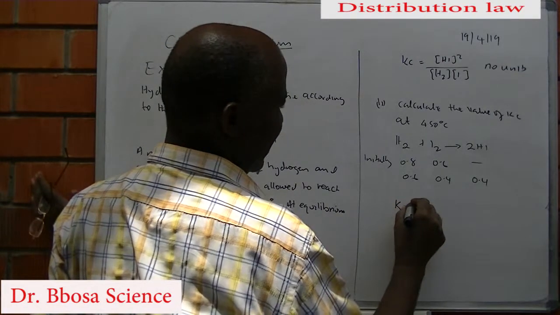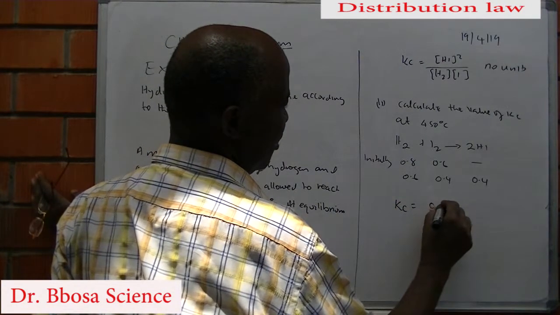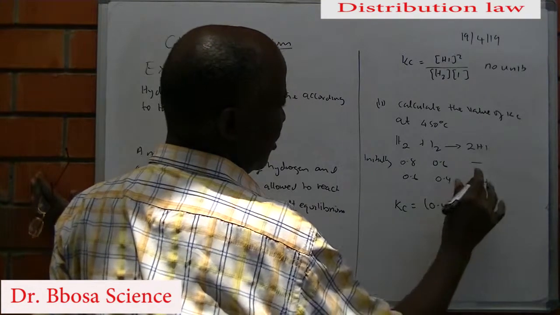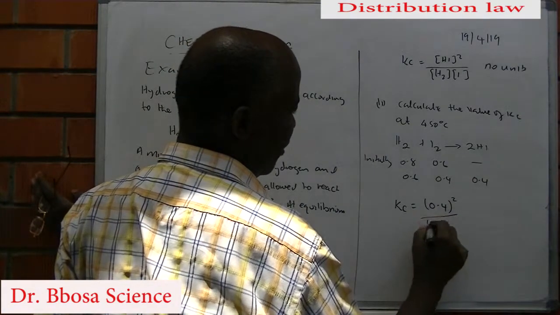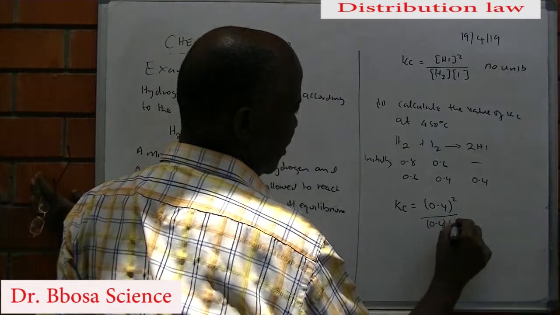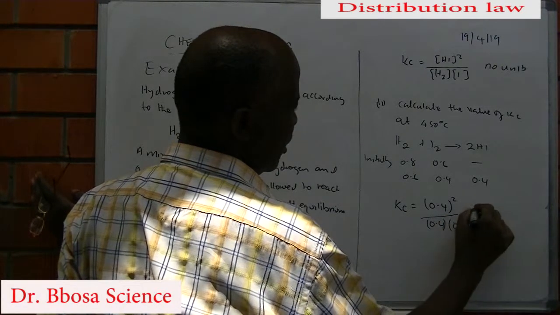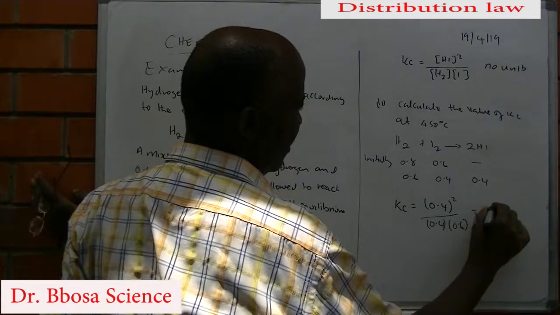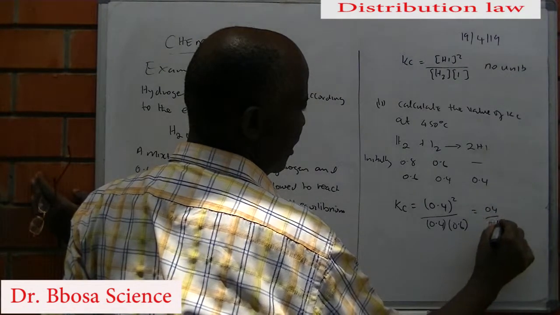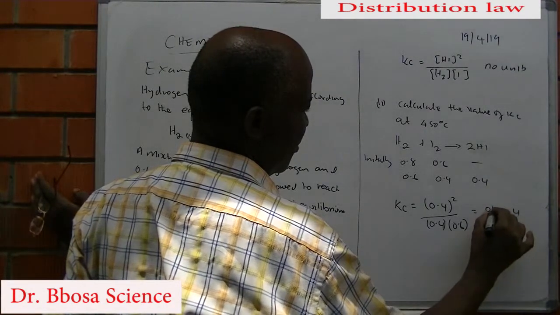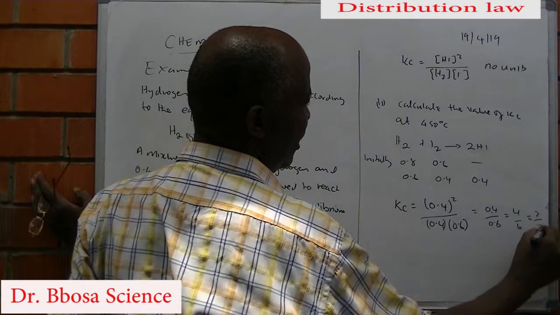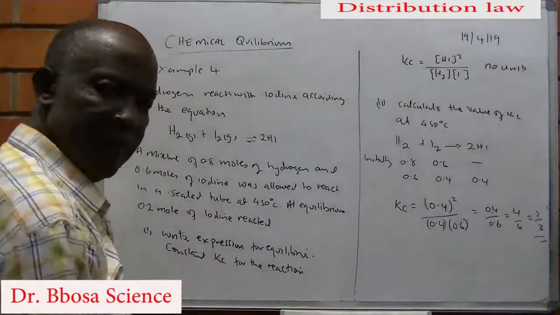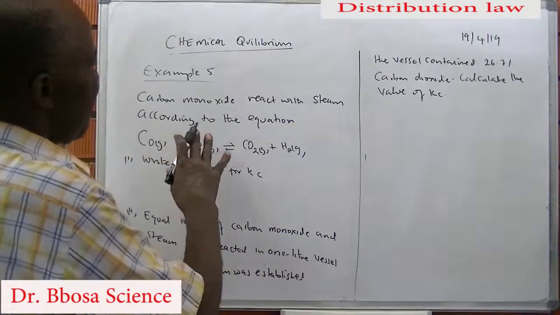Therefore, our Kc will be equal to 0.4 squared over 0.4 times 0.6, which will be equal to 0.4 over 0.6, which is equal to 4 over 6, which is equal to 2 over 3.